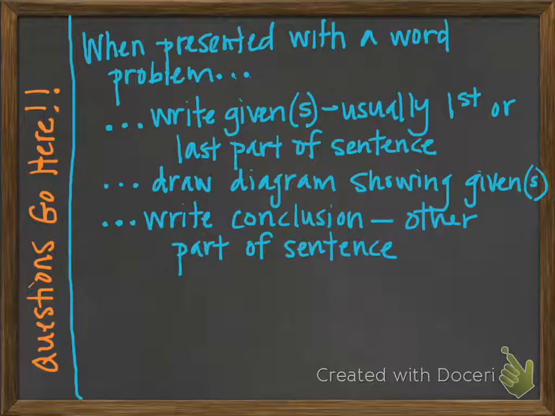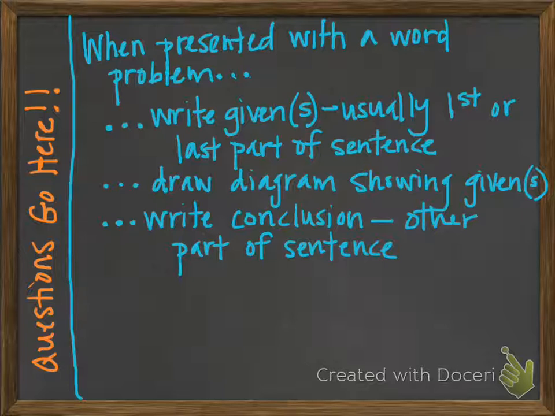So sometimes you'll be given a word problem that doesn't have any pictures, it doesn't tell you what's the given, what you're trying to conclude, and you have to come up with that on your own. So if you're presented with a word problem, there are 3 things you need to be able to do. You need to be able to write the given or givens. This can usually be found in the sentence, either the first part of the sentence or the last part of the sentence. The other part of the sentence will be probably the conclusion.